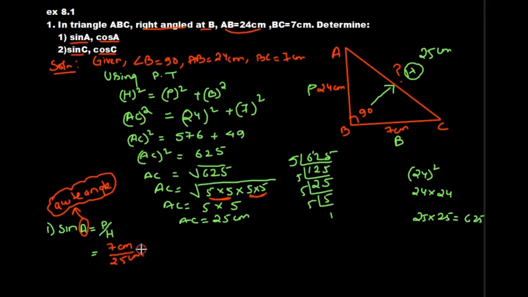This centimeter should be cancelled. If you are writing centimeter, then you need to cancel it, because in a ratio we don't have any unit. Either you directly write only the numbers, 7 by 25, or if you are mentioning the unit, that is centimeter, then you need to cancel that. So the final answer is not 7 centimeter by 25 centimeter. The final answer will be 7 by 25. So this is number 1.